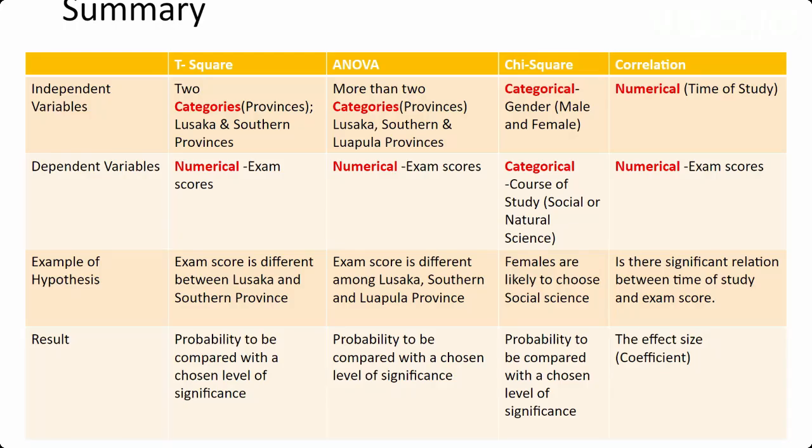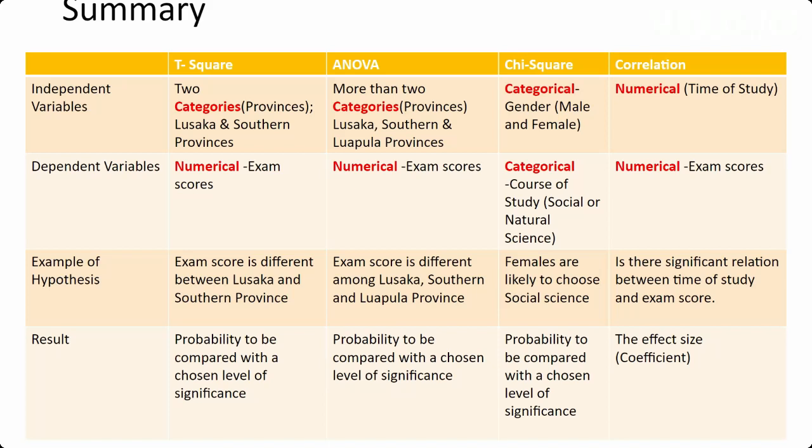So I can summarize these tests under inferential statistics. When you are using chi-square, you are most likely using categories.